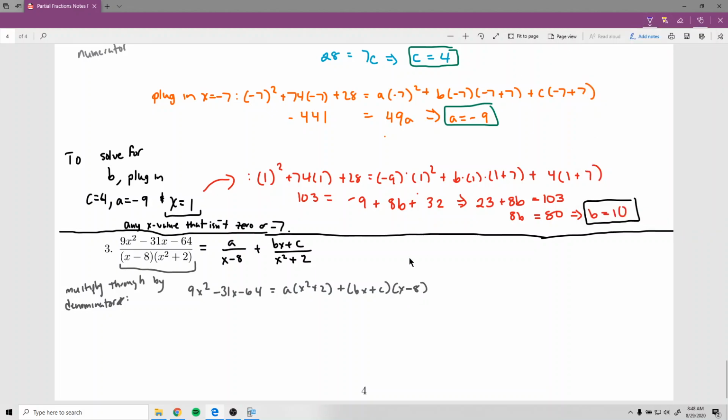All right, so we've got it set up like last time. And we once again want to ask ourselves, is there a smart number for x to plug in to be able to solve for something? And there is at least one. That number is 8. Because if we plug in x equals 8, this goes away. It doesn't matter what this is then. This goes away and we'll be able to solve for A. So we're going to plug in x equals 8 first.